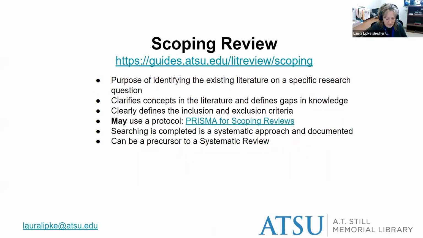So a scoping review is more comprehensive than a narrative review. It clearly defines the inclusion and exclusion criteria. Its purpose is to identify existing literature on a specific topic, and the literature is based on the inclusion-exclusion criteria. This might be a precursor to a systematic review. More often, authors are using the PRISMA protocol for scoping reviews. The searching is done in a systematic approach and it's documented, but not as comprehensively as a systematic review.